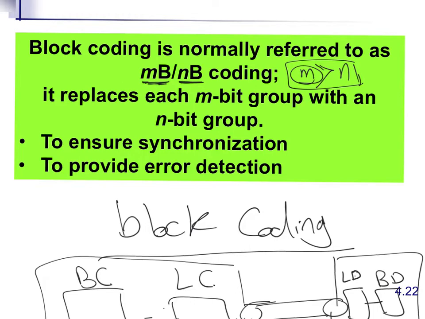This way, if we represent each n bits having consecutive ones or consecutive zeros by m bits that are not consecutive ones or consecutive zeros, then we avoid that problem. We can have self-synchronization, and we can provide good error detection and correction, because we can reduce the baseline wandering and the DC components.